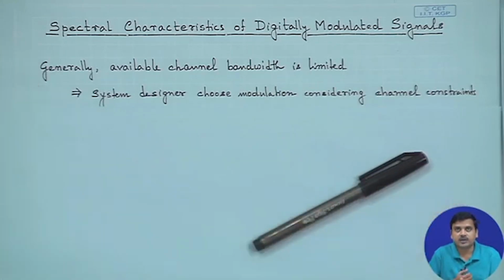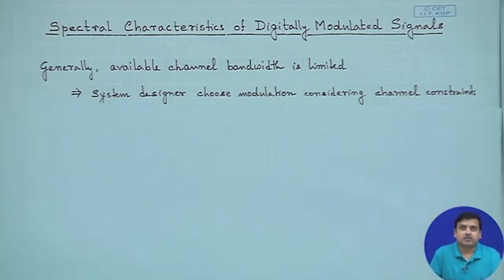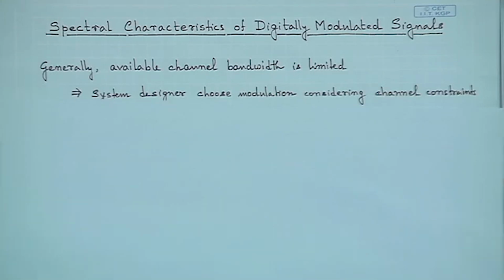So, we are basically getting into design aspects slowly. So, till now we have been writing the expression of the transmitted signal. We have been discussing in a bit of qualitative form about the spectral characteristics, this being more or less.